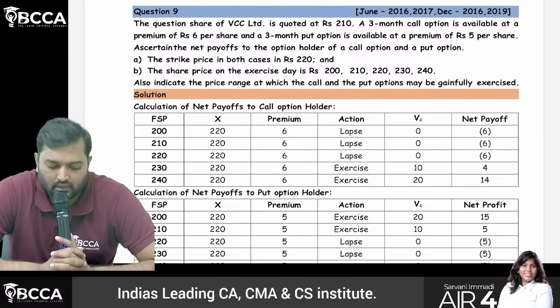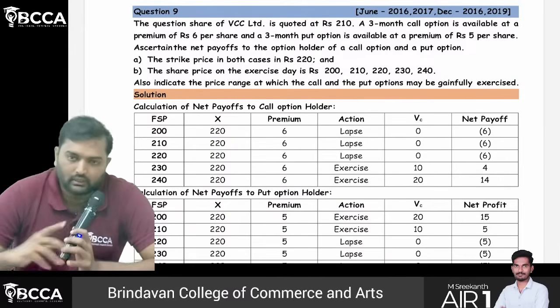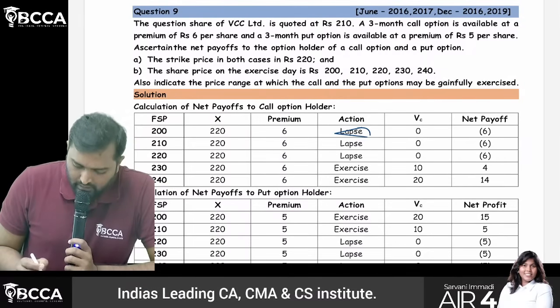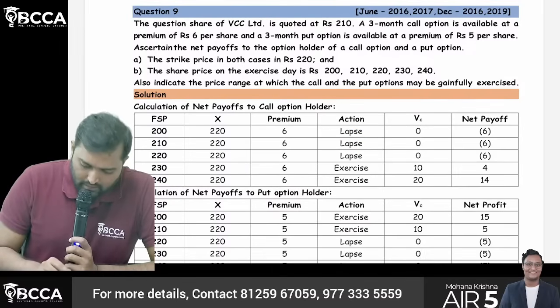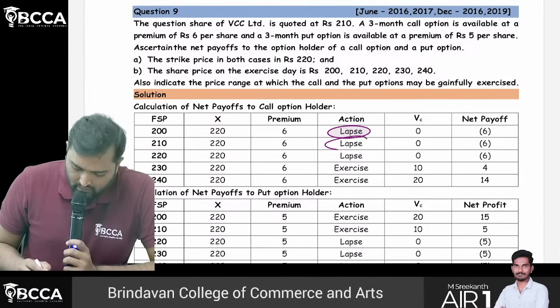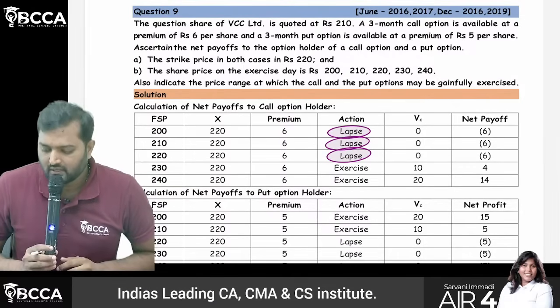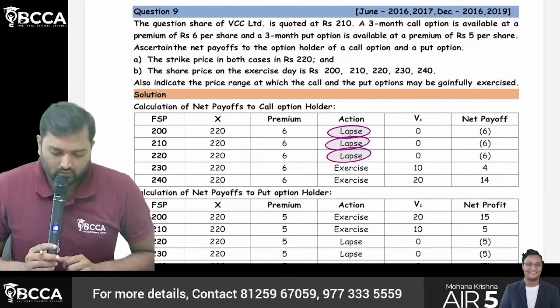So first let us see the call option. So 220, right to buy at 220. So what is the first possibility? 200. So lapse. Second case, lapse. Third case, lapse. So fourth case, exercise. I have a right to buy at 220, but price on maturity is 230.